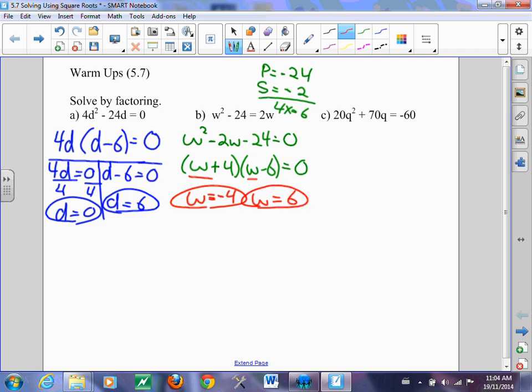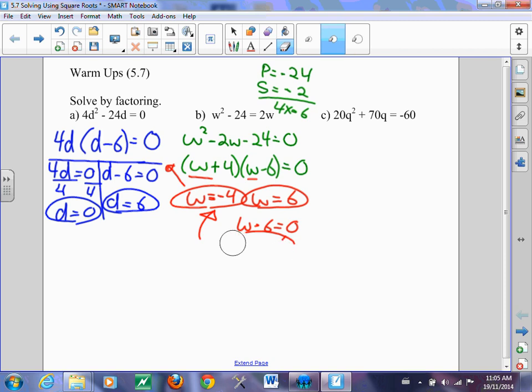If you're not sure, you can still do the t-chart like what we did up above and solve each. So for example, you could go w minus 6 equals 0, bring the negative 6 over, and w equals 6. But again, if you need that, go for it. Otherwise, you can just simply stick with those ones. All right, so I'll erase this so it's not confusing if people are printing it off after.